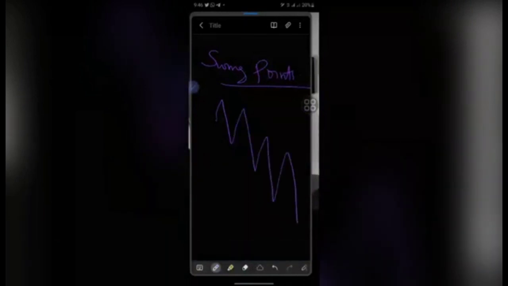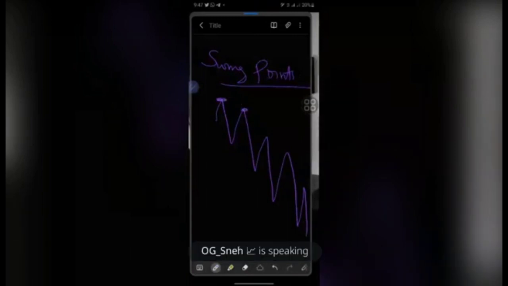So where are the swing points? This is a swing point. This is a swing point. This is a swing point. This is a swing point. This is a swing point.